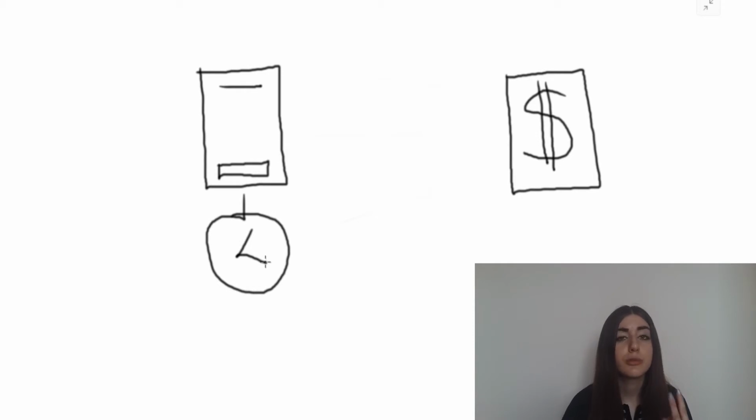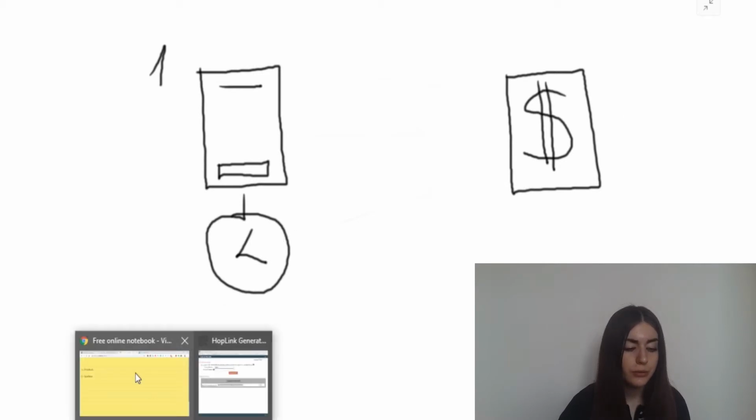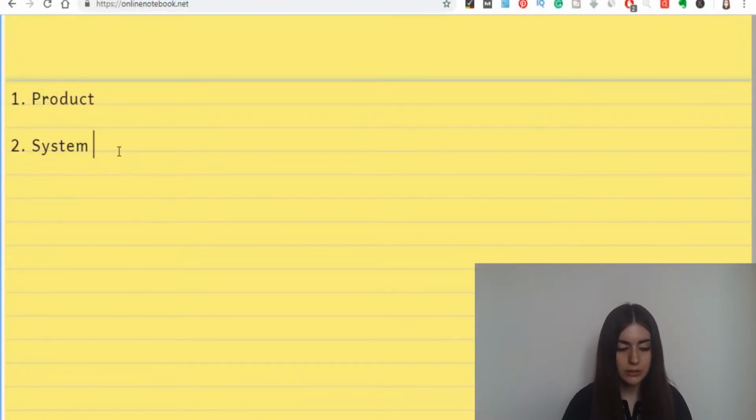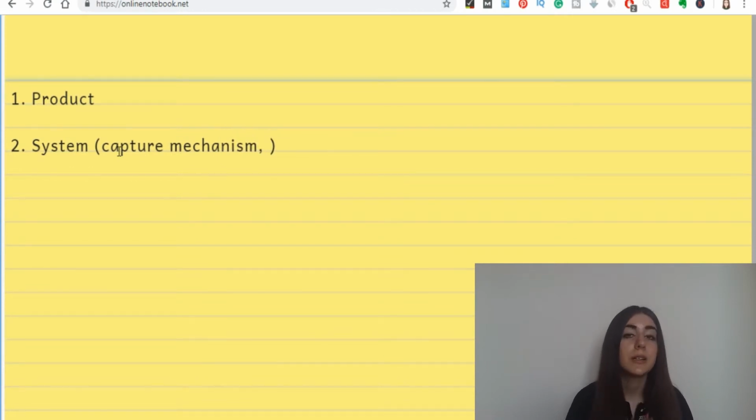And the system consists of 2 parts, okay? Part number 1 is called the capture mechanism, and this is basically where you are capturing traffic, you are capturing their information, their email addresses, which actually gives you the ability to follow up with those people later on and basically keep promoting this product, right? So we have 2 parts of the system, and part number 1 is called the capture mechanism. Okay, part number 2 is something called the conversion mechanism.